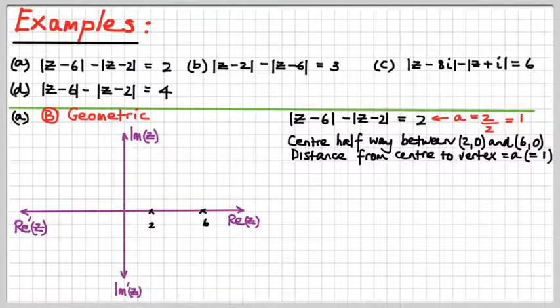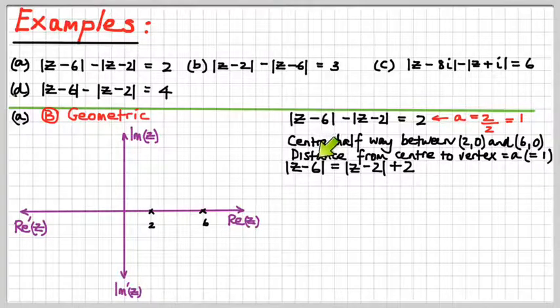We've got a, we've got the centre point. Now, I've written it in this form to get some geometrical perspective in order to find b. So we're saying that modulus of z minus 6 is equal to the modulus of z minus 2 plus 2, just to drive the point home that the distance from this point here is further than the distance from this point here, of any point z on the locus. It's 2 units further from 6 than it is from 2.